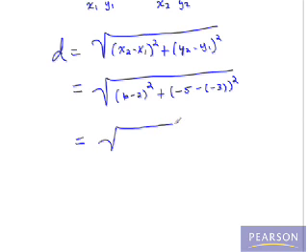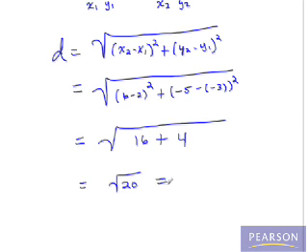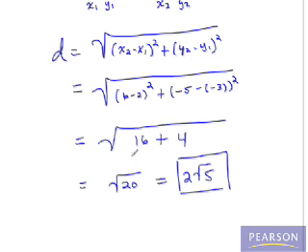That gives us the square root of... 6 minus 2 is 4. 4 squared is 16. -5 minus -3 is -2, and when we square -2 we get +4. This gives us the square root of 20, and the square root of 20 can be simplified to 2 times the square root of 5. So there is our distance between the 2 points.